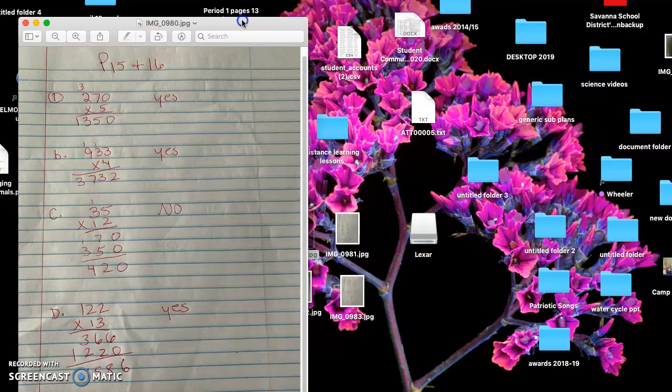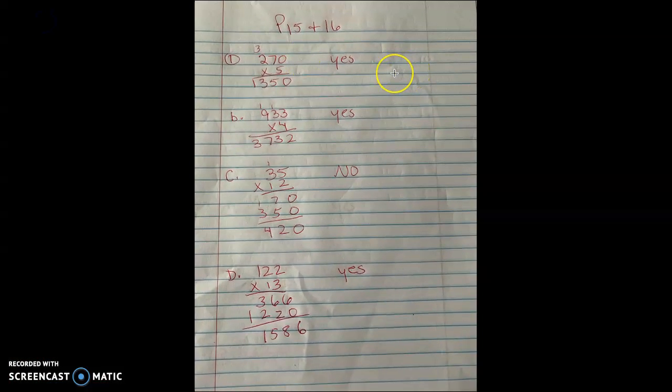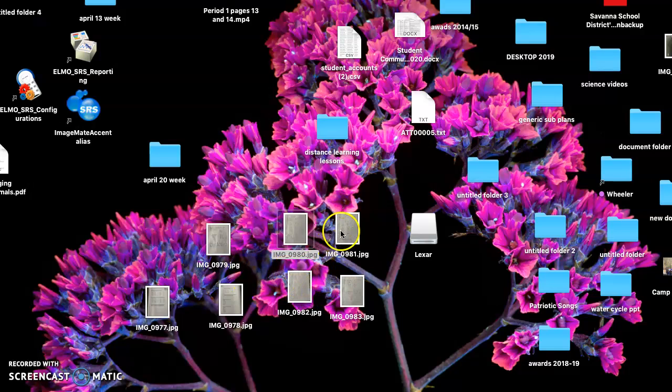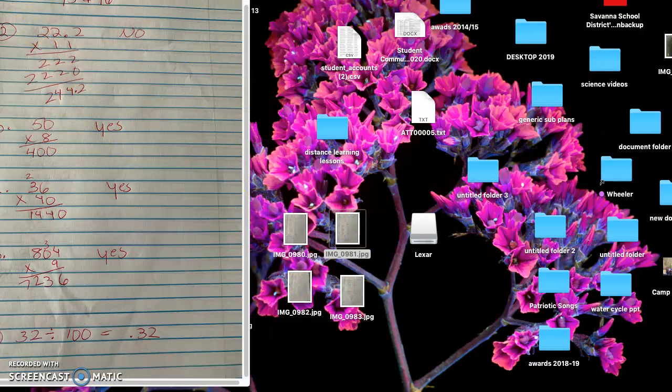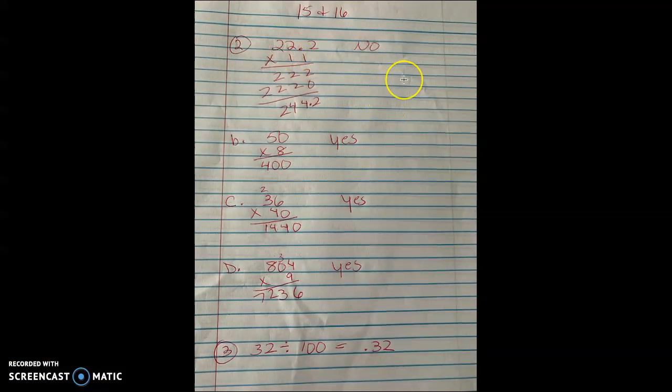Okay, let's look at question number 1. So on question number 1, for A, you multiply and you do get 1350, so that's yes. For B is a yes, C is a no, D is a yes. And remember, when you're doing 2-digit multiplication, when you get to the second digit, you have to put a 0 first before you multiply everything by 1. And then you add the 2 bottom rows. Question number 2, A is no, B is yes, C is yes, D is yes.